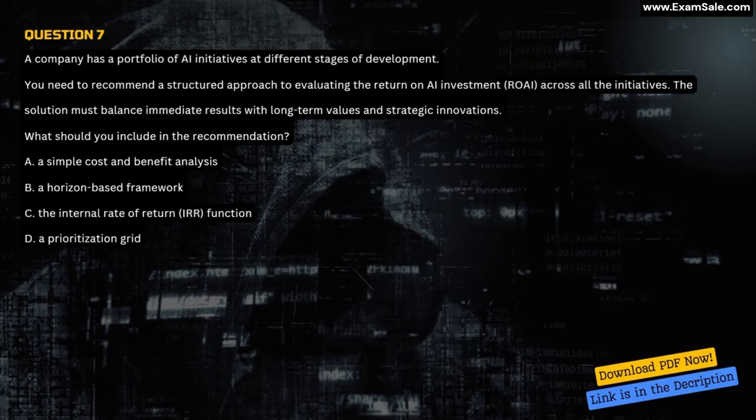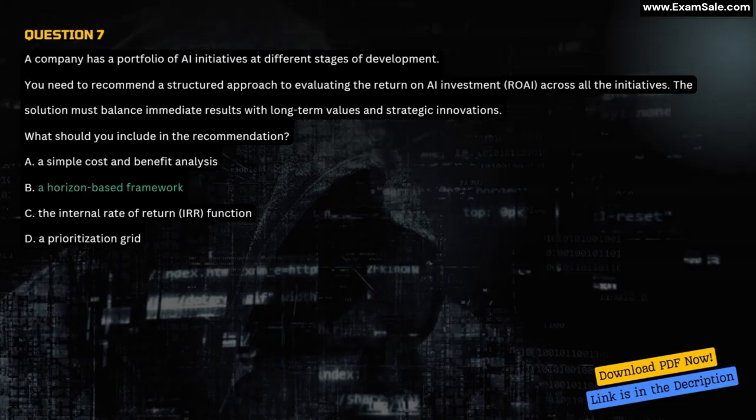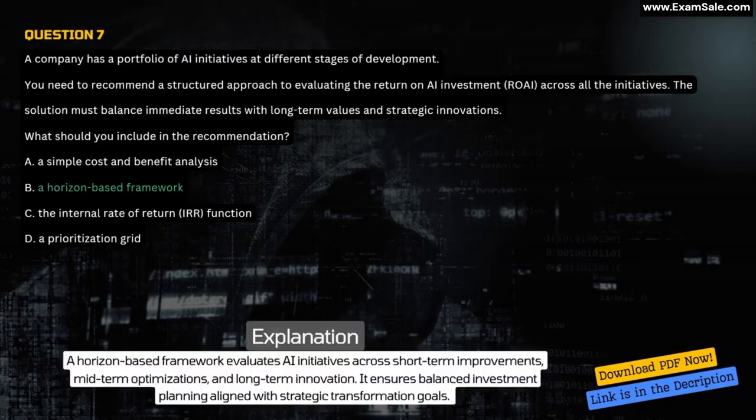A. A simple cost and benefit analysis. B. A horizon-based framework. C. The internal rate of return (IRR) function. D. A prioritization grid. Correct answer B. A horizon-based framework. Explanation: A horizon-based framework evaluates AI initiatives across short-term improvements, mid-term optimizations, and long-term innovation. It ensures balanced investment planning aligned with strategic transformation goals.